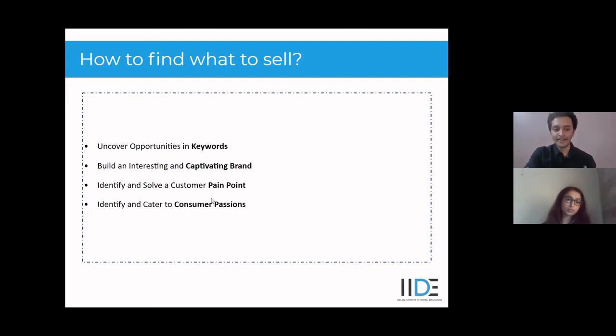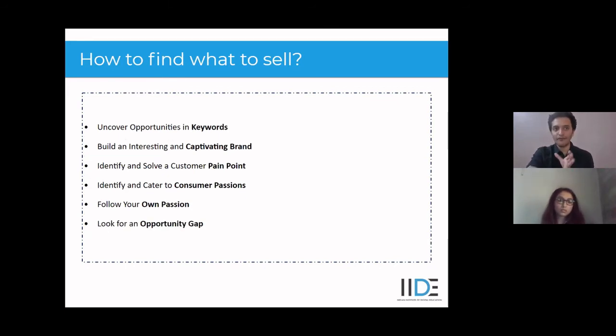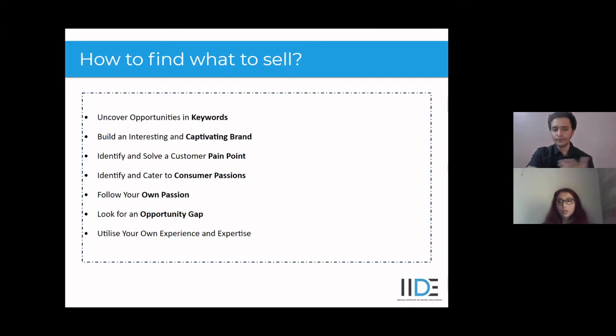Then identify and cater to customers' passions. If the customer is into something like music, or reading books, or reading online on Kindle, that's the customer's passion. So I will be targeting these kinds of customers who are inclined towards something. Then follow your own passion. If you're setting up your e-commerce store and it's going to be successful, you're basically doing it for yourself. And look at the opportunity gap. Where exactly are my competitors going wrong? I have to think accordingly: this is an untapped market, I will go into this market and grab the exact customers that I want. And utilize your experience and expertise.